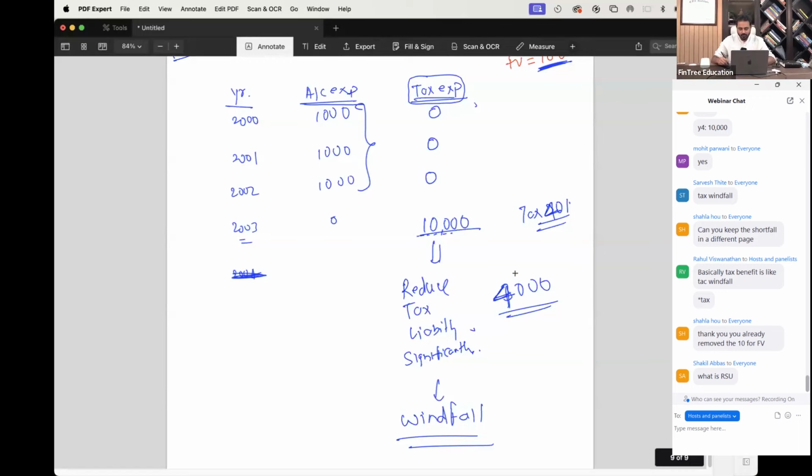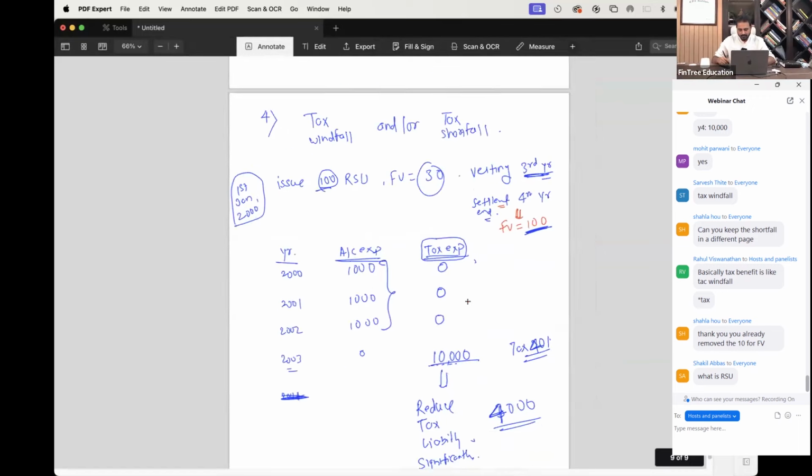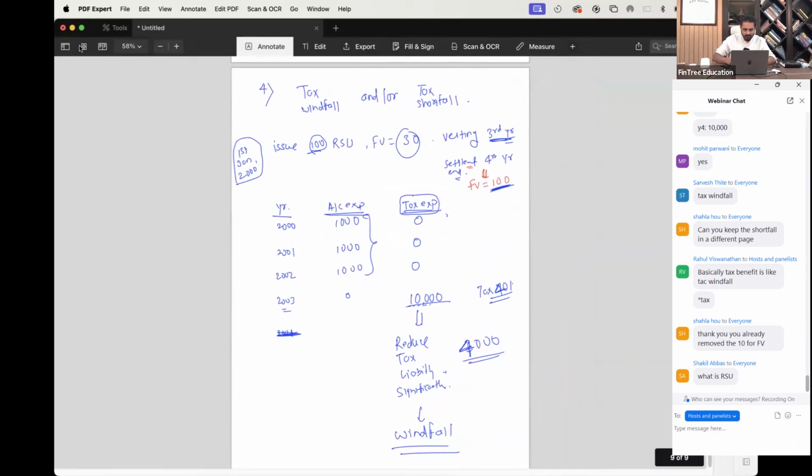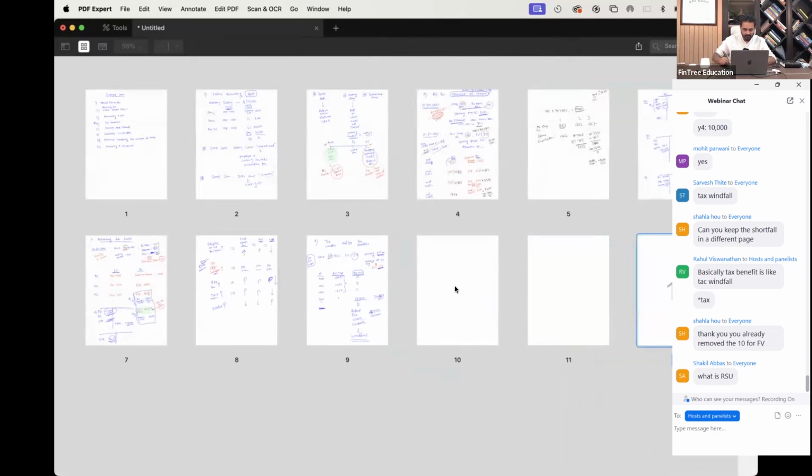RSU is restricted stock unit, like giving shares to employees. I think you missed the earlier part, Shakil. We discussed that a little earlier, sometime back.